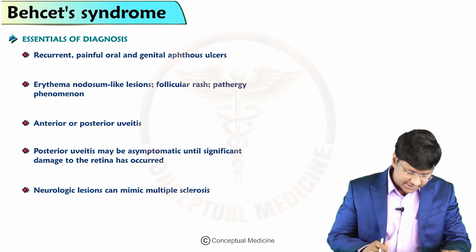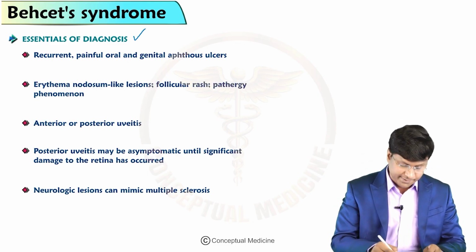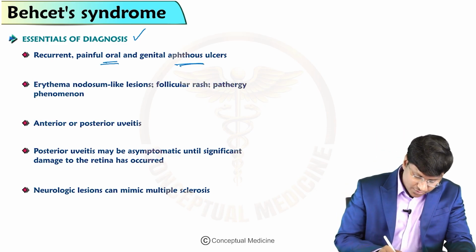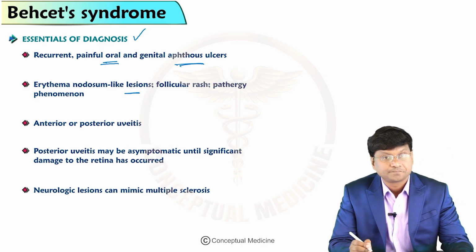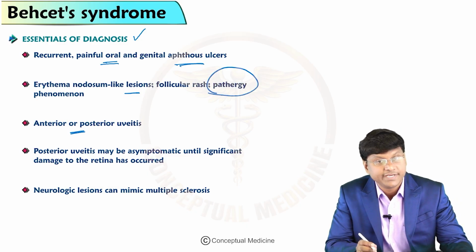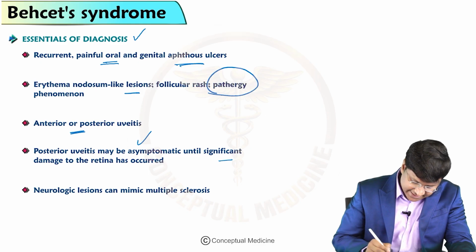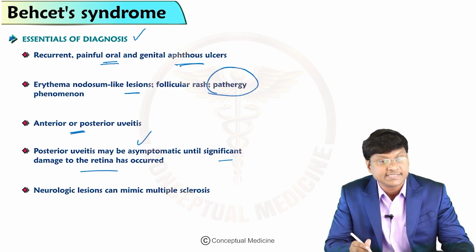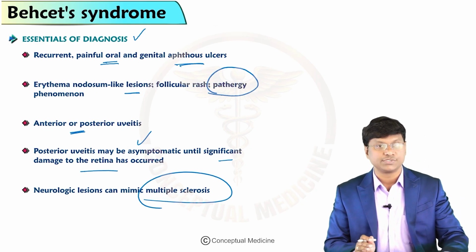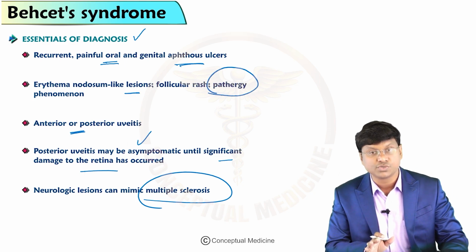Then, what are the essentials of diagnosis finally? First and foremost, recurrent painful oral and genital aphthous ulcers. Erythema nodosum like lesions will be there. Positive pathergy test, anterior or posterior uveitis, and this posterior uveitis may be asymptomatic until significant damage to the retina has occurred. Neurological lesions may mimic multiple sclerosis. So these are some of the essential points required for the diagnosis of Behcets.